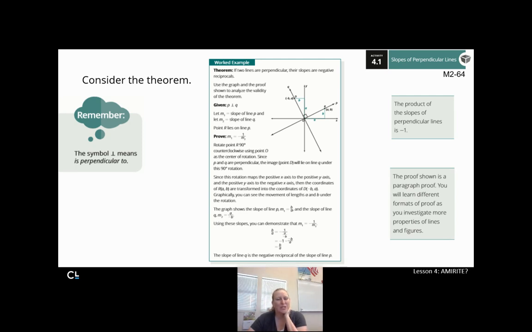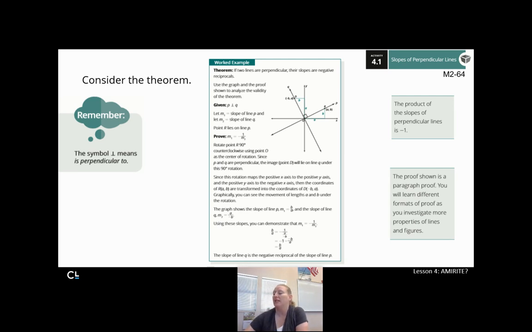That they were negative reciprocals, that you had to flip it and change the sign. So if one was increasing, the other one had to be decreasing, or if one was decreasing, the other one had to be increasing. And also, because our rise and our run switched when we did that shift, it flipped our slope, didn't it? So you have to change the sign and flip it. They are referring to them as negative reciprocals. I like to refer to slopes of perpendicular lines as opposite reciprocals, but you get the idea.